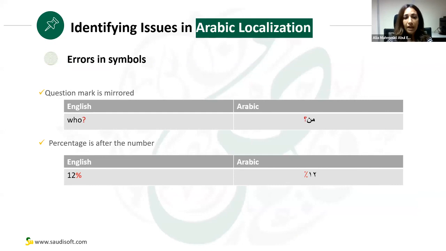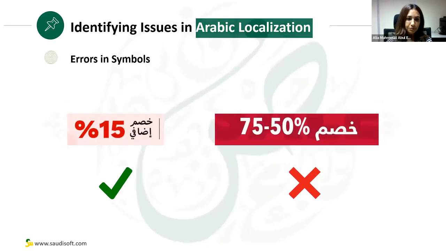We also see several errors, especially in symbols like the question mark and the percentage, where the question mark in Arabic is mirrored and the percentage sign always comes after the number on the left. This example showcases the mistakes that we usually see when it comes to errors in the percentage sign. On the right picture, you can see that the percentage sign is on the right of the number, which is exactly how it would look in English, which isn't correct. But on the left picture, you will see that the percentage sign is on the left of the number, which is correct.